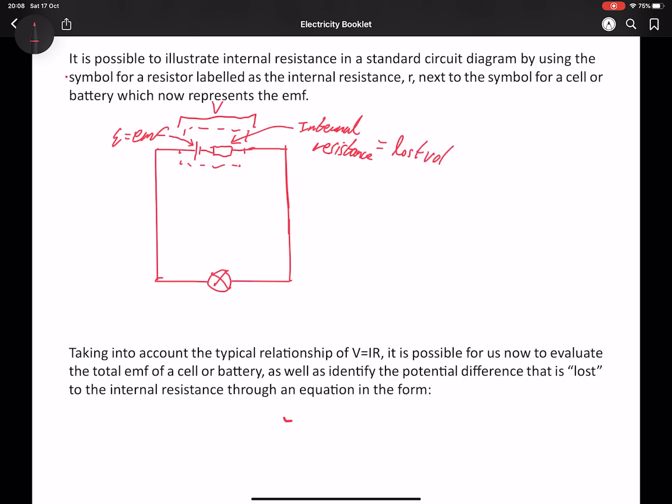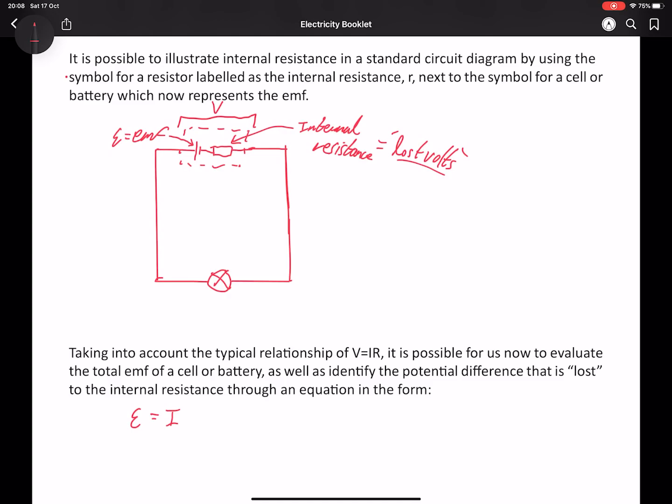Now the internal resistance then will represent the lost volts, as it's commonly called. So the potential difference lost, used up by the battery itself, so that you never experience the EMF at its full potential.